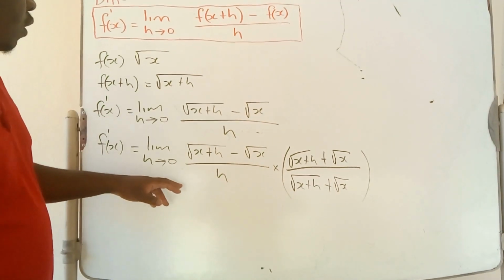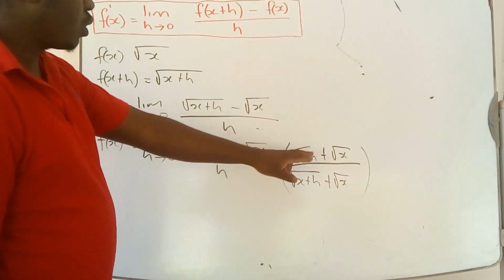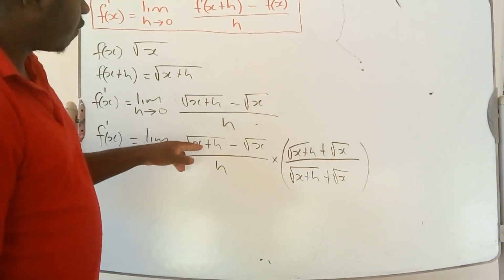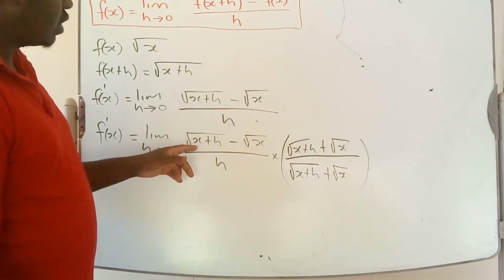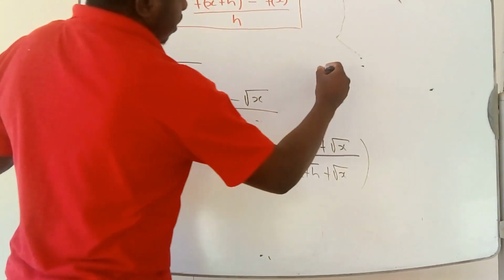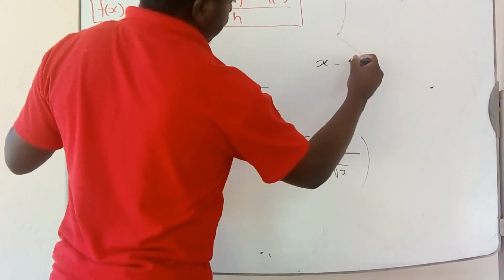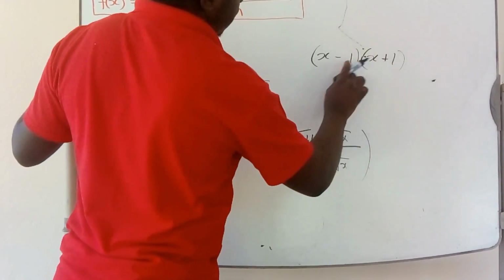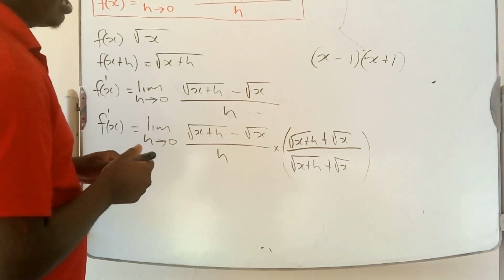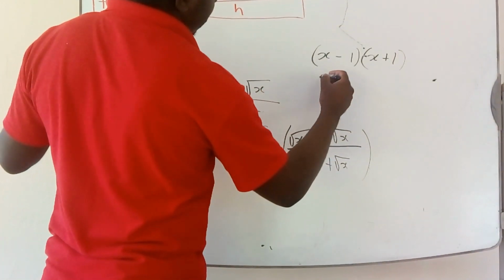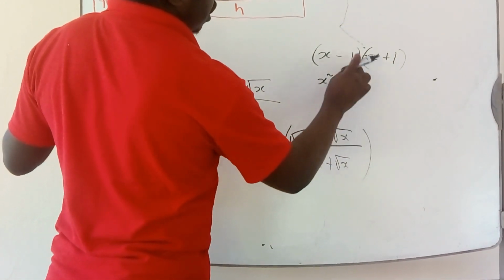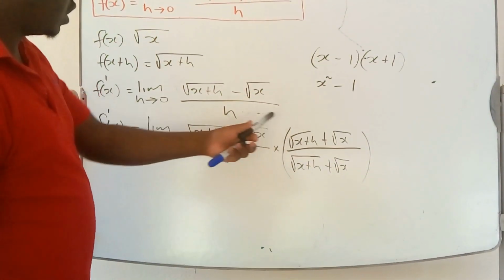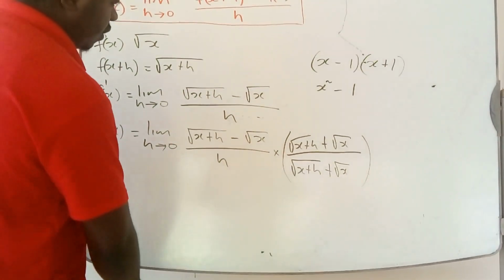So now, if you look at the numerator, when you multiply these two numerators, this is just a difference of two squares. Because if you have a function that says x minus y times x plus y, this is just a difference of two squares, right? And all you need to do is square the first term, x squared, subtract the square of the second term, which is y squared. So you are going to use the same idea for this question here, right?